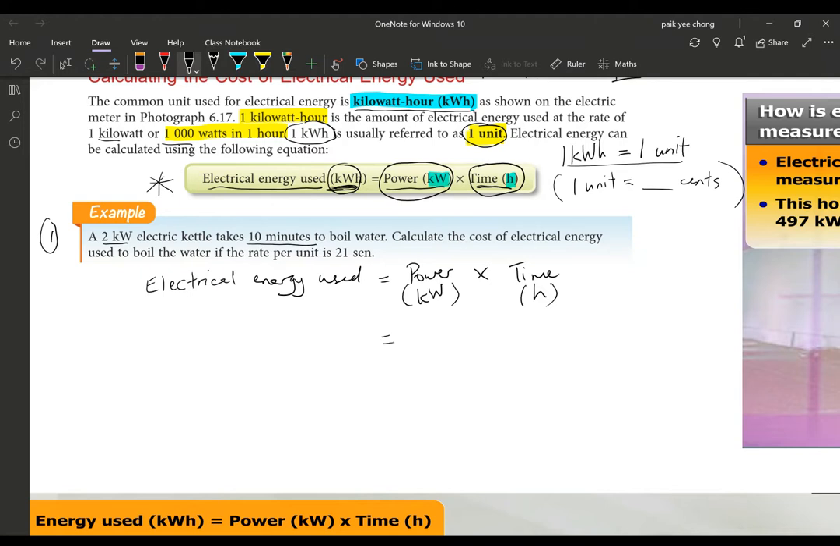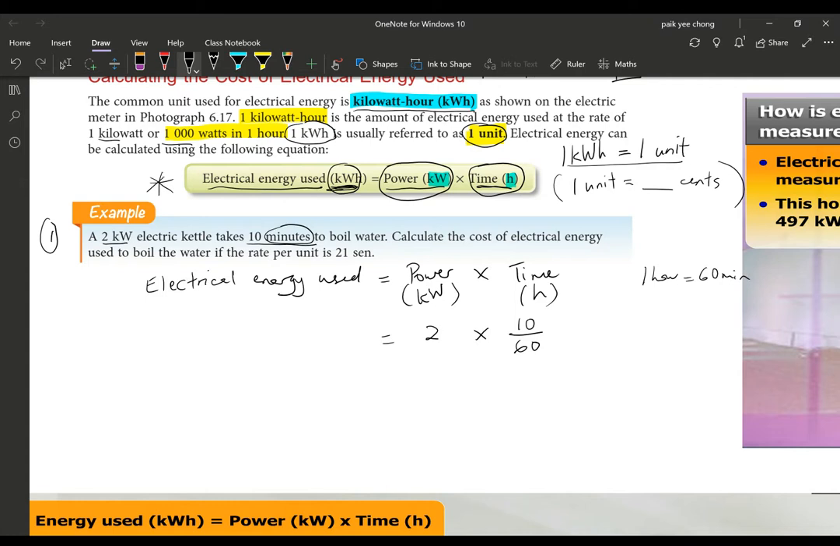Okay, let's fill in the numbers. For this kettle, it is 2 kilowatt. So we put a 2 here for 2 kilowatt power. The time is 10 minutes. Again, here it's given 10 minutes. You have to convert into hour. Now, how many minutes are there in 1 hour? 1 hour is equivalent to 60 minutes. So in order to convert your 10 minutes to hour, you have to divide by 60.